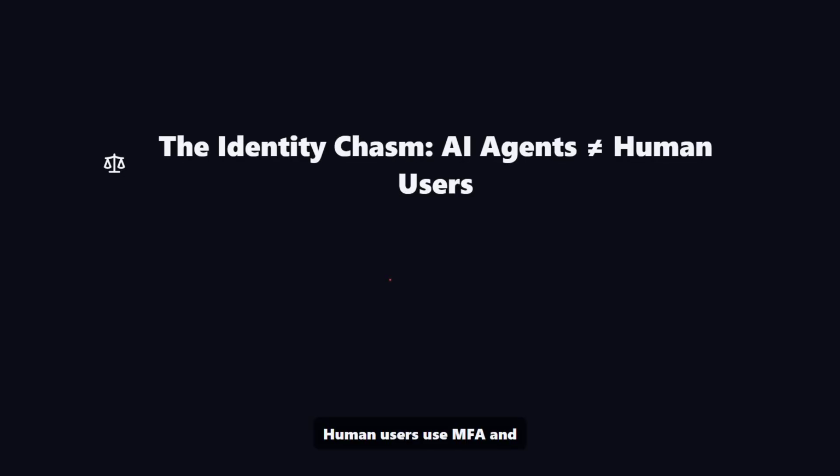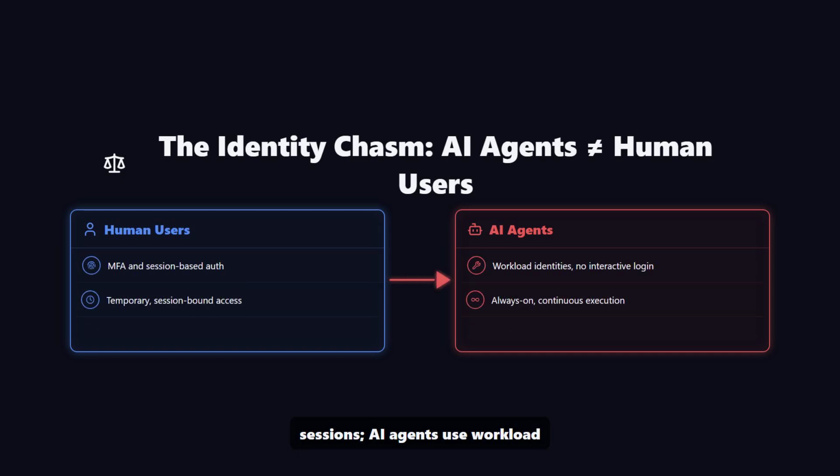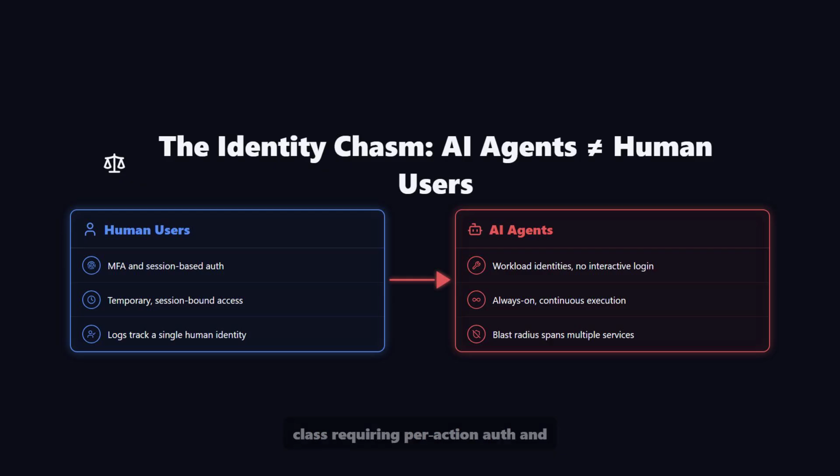Human users use MFA and sessions. AI agents use workload identities and are always on. Treat agents as a separate identity class, requiring per-action auth and continuous monitoring. Step: create a dedicated managed identity per agent. Never reuse a user account for automation.